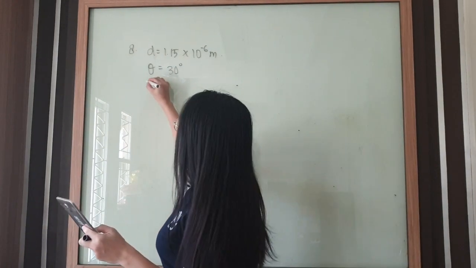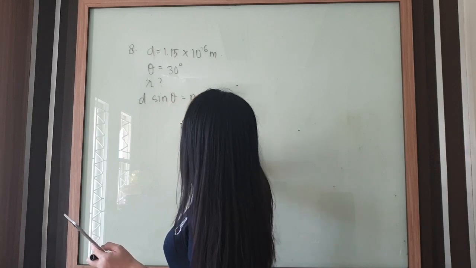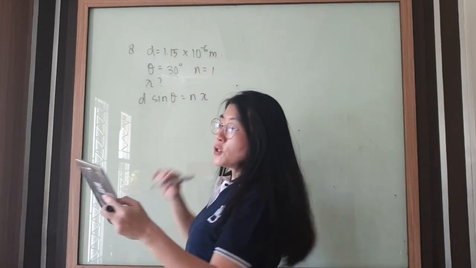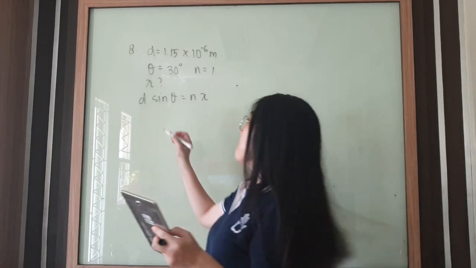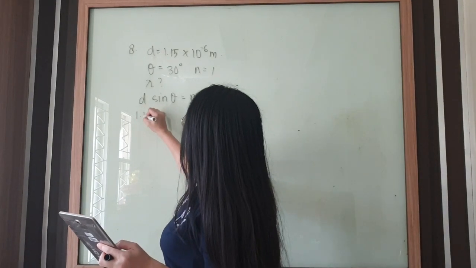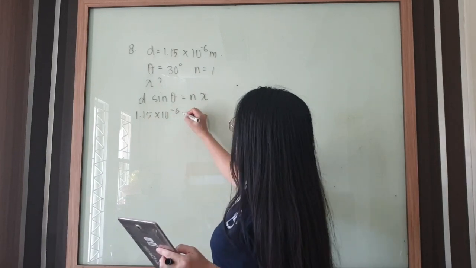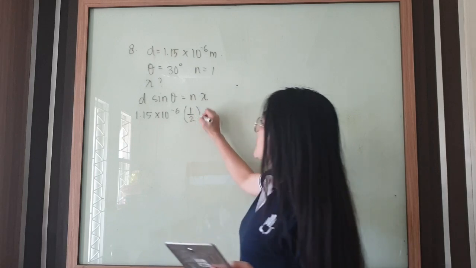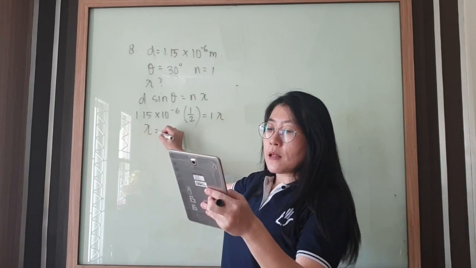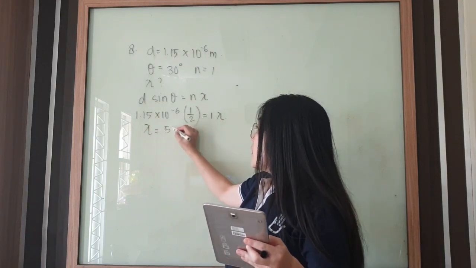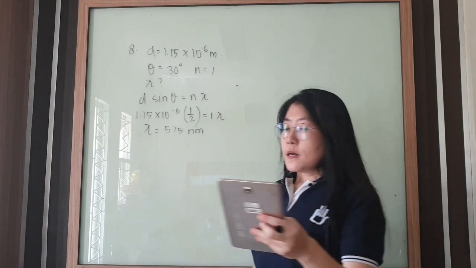And then we want to find lambda. Use d times the sine of theta equals n lambda. n is equal to 1 here because the angle is between the first order maxima. So d, 1.15 times 10 to the minus 6, multiplied by the sine of 30 degrees, a half, is equal to 1 times lambda. And you can calculate that lambda is 575 nanometers.